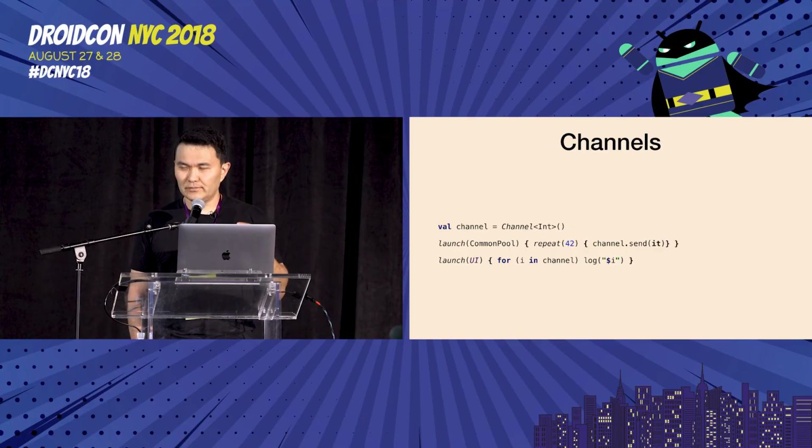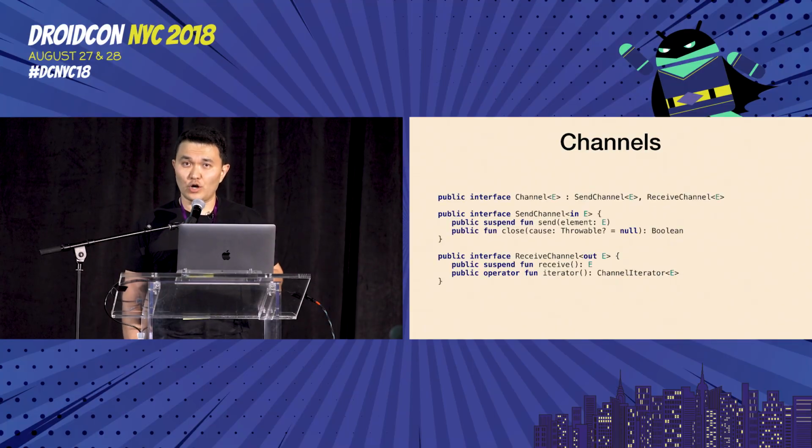We just send some integers to the channel in a background thread, in the common pool, and in the UI, maybe we display it somehow. In this case, it's super simplified. We just write something to the log. But in reality, you would probably want to display it on the screen. So this is one way to use the channels, very simple.